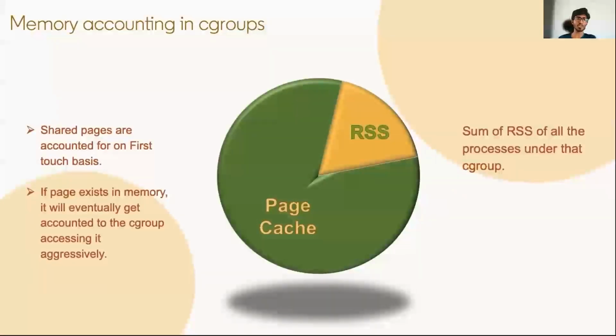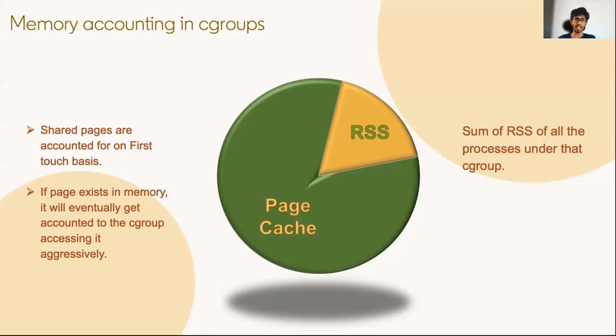Now let's look at how memory accounting works in C groups. For RSS it's pretty simple. It's the sum of RSS of all the processes under that C group. For page cache, it's very interesting. For anything that didn't already exist in memory, it is very straightforward. If the application inside is going to create that part of page cache, it gets accounted to that C group. But it definitely gets complicated when shared page caches are involved.